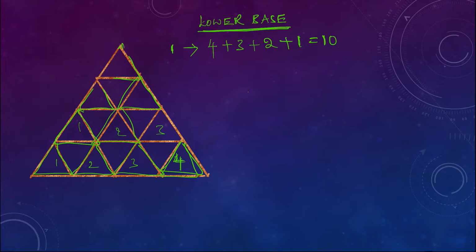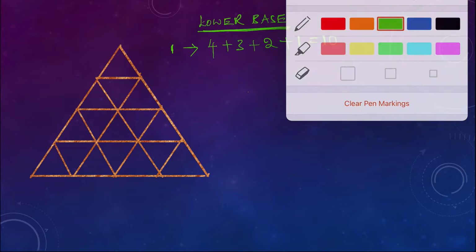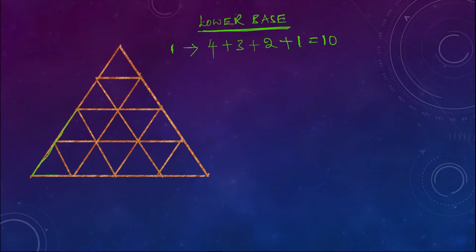So now come to the 4 smaller triangle combinations. We can form a triangle again by joining 4 smaller triangles in this pattern. So that's why I'm counting 4 smaller triangle combinations, that too lower base.